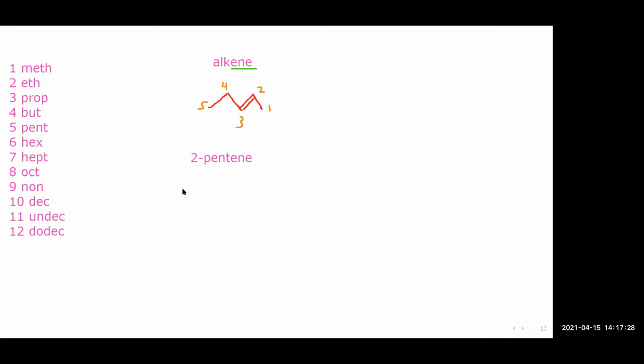And pentene is the double bond, you said? Ene, E-N-E. Yeah, ane would be single bond and ene is double bond. So pentane would be just all single bonds, and pentene is at least 1 double bond. Now let's count another structure: 1, 2, 3, 4, 5, 6, 7, 8. Nonene. 2, 4. 2, 3. Okay.